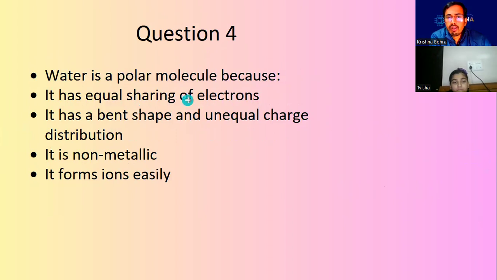What is equal sharing of electrons? A water molecule does not share equal electrons. Oxygen shares 2 electrons while the hydrogens share 1 electron each. Although there are two hydrogens, they are separate hydrogens, sharing only 1 electron each, and oxygen is sharing 2 electrons. So that is why the sharing of the electrons is not equal.